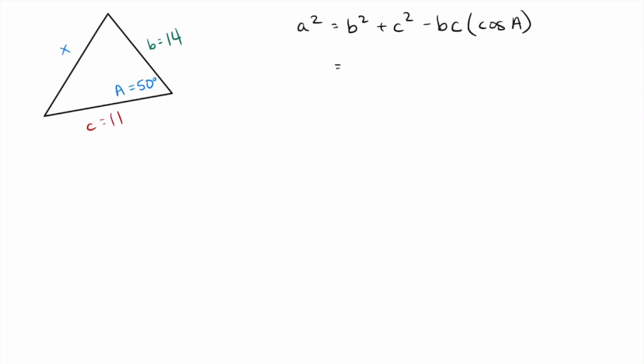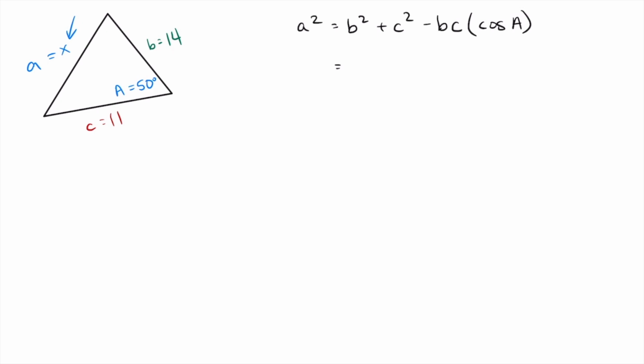In this problem, the lowercase a, b, and c represent the sides of a triangle. So in this case, c is equal to 11, b is equal to 14, and therefore a is equal to the variable x, or the side that we are trying to solve for. And the uppercase letter A represents the angle that is opposite to the side of lowercase a.